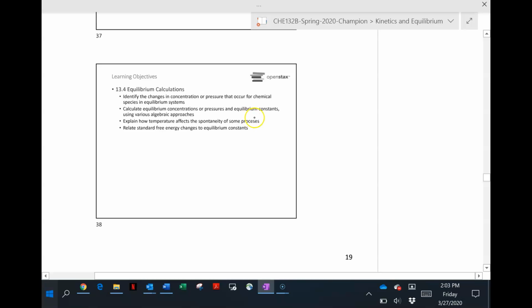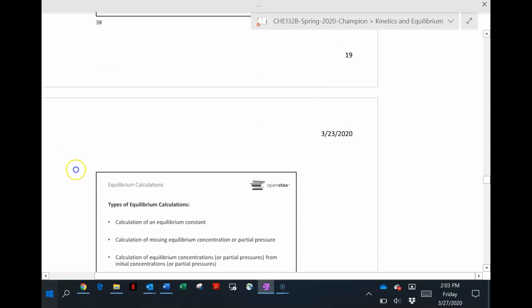In terms of these last 2 learning objectives, that's going to be in the next unit. So don't worry about those. We'll chop those off of this unit.